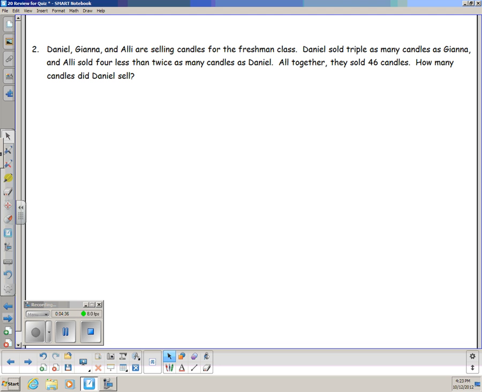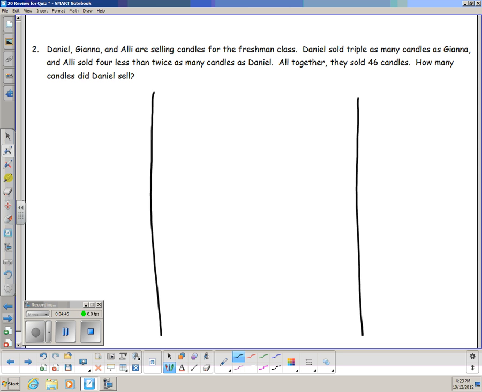All right, number 2. This one's a little harder to set up. Daniel, Gianna, and Allie are selling candles for the freshman class. There's really no math information there. And by the way, I'm setting up my columns. The next part says Daniel sold triple as many candles as Gianna. And then it goes on, it says, and Allie sold 4 less than twice as many candles as Daniel, and a lot of other stuff.